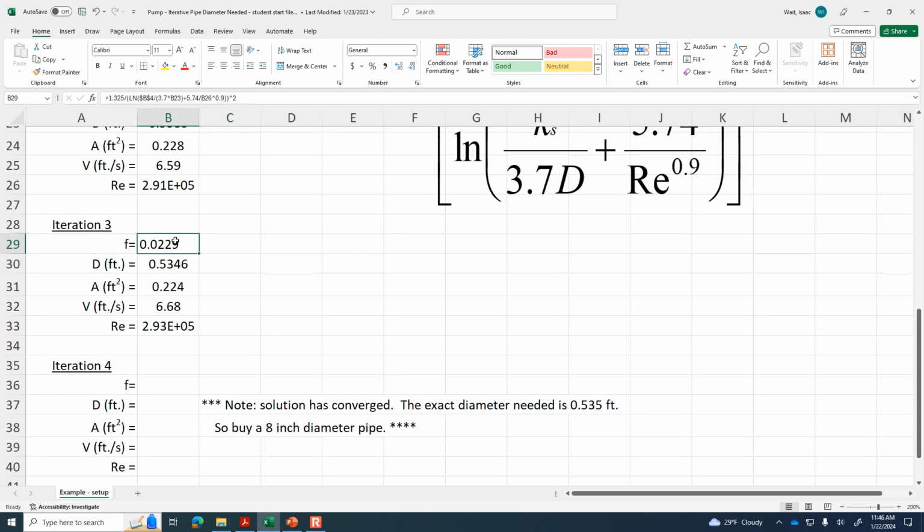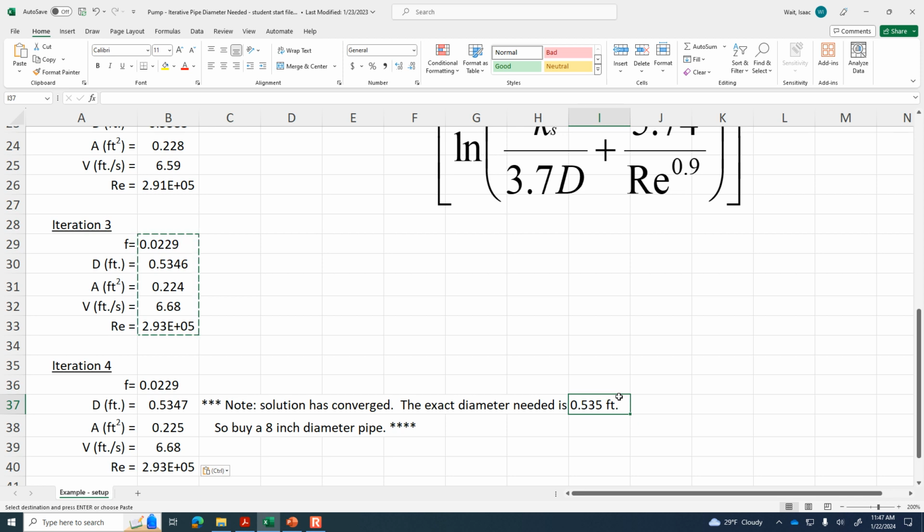If we do one more iteration, what we'll see is that now the F value is unchanged. It didn't update the F value at all from the input to the output of this iteration, and the diameter is stabilized as well, 0.534. So it's saying, if we round that up because it's 0.5347, then it's 0.538 feet.